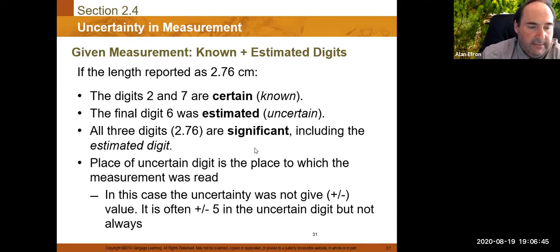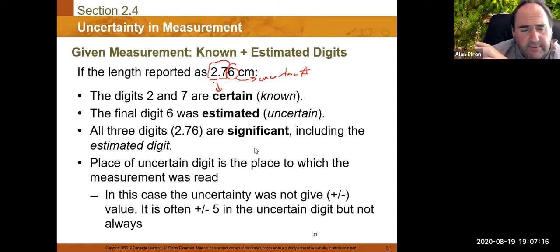In this particular example, as we see 2.76, if we were given that as a measurement, we would assume that these first two numbers are our certain numbers. The last number would be our estimated or uncertain number. Taking all of those together tells us it has 3 significant figures, with the uncertainty falling in that last significant figure, which is the 6 in this case.